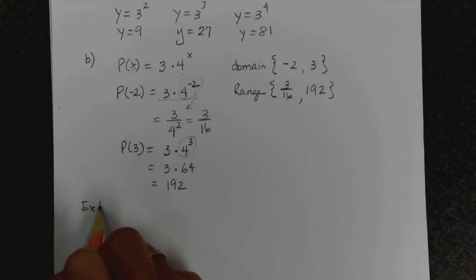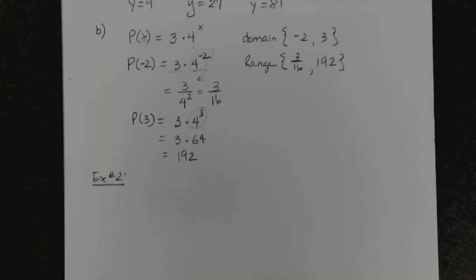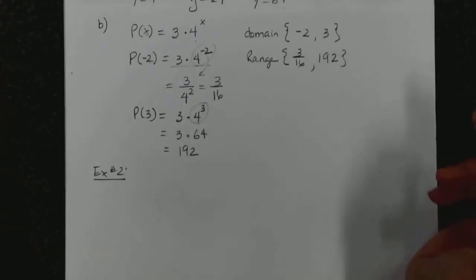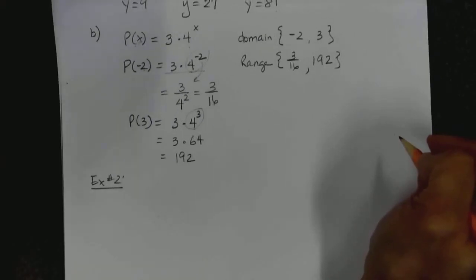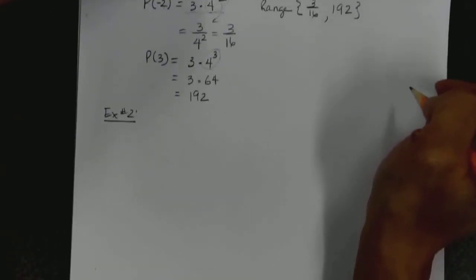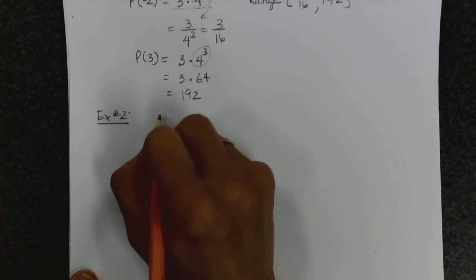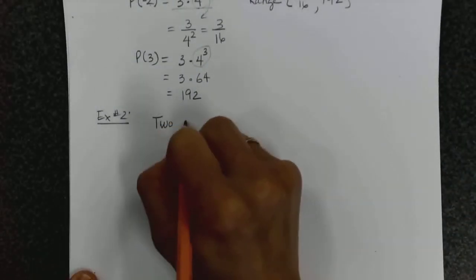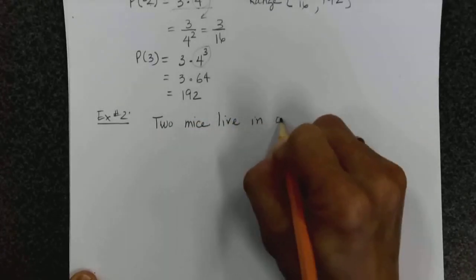On number 2, we're going to be dealing with word problems. In this example, you're going to write your own exponential function, and remember, you got to remember the format, which is y equals a times b to the x, where a is our initial value, b is our growth factor or decay factor. So we're going to start with 2 mice in a barn. So I'm going to live in a barn.